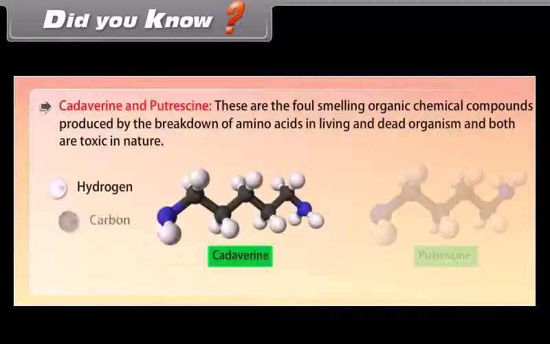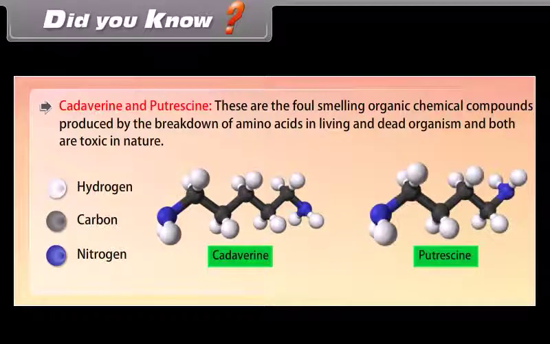Did you know? Cadaverine and putrescine. These are foul-smelling organic chemical compounds produced by the breakdown of amino acids in living and dead organisms, and both are toxic in nature.